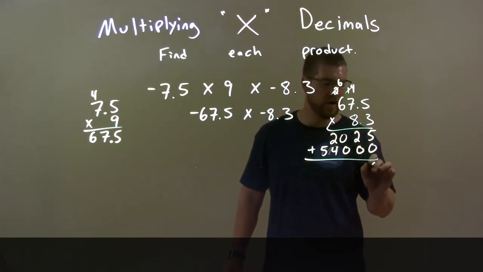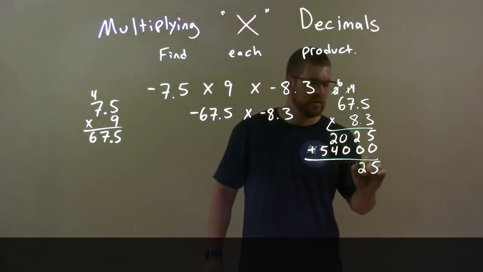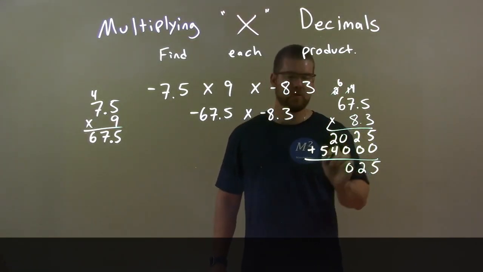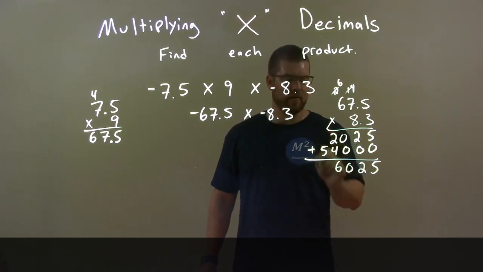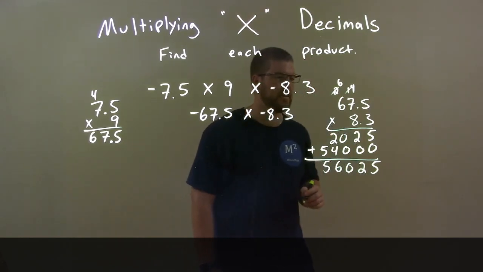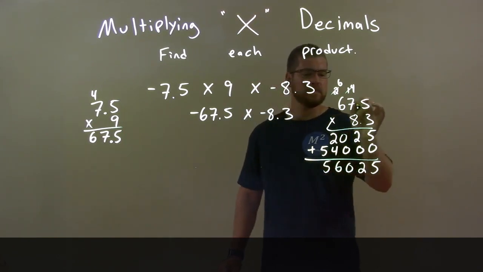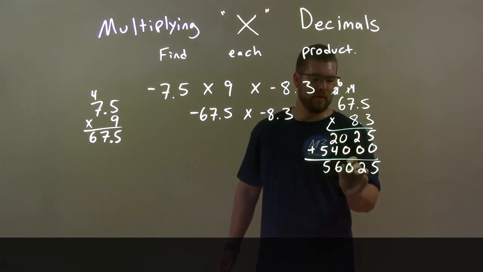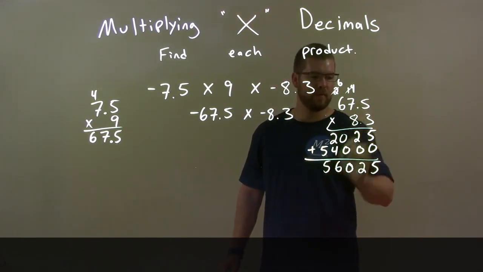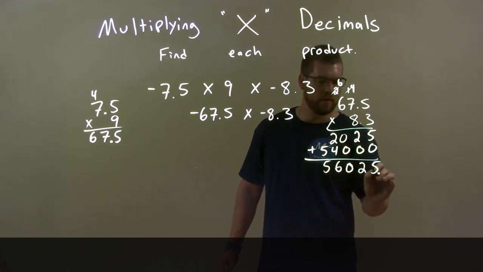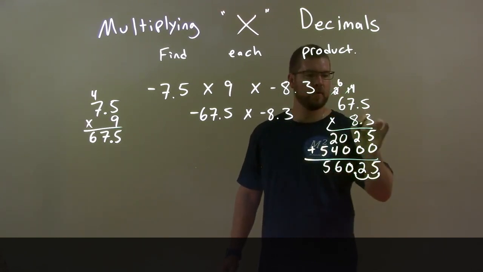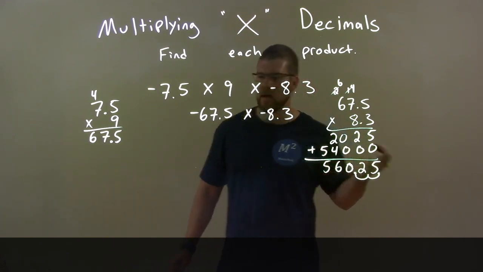5 and 0 are 5. 2 and 0 are 2. 0, 0, 0. 2 plus 4 is 6. And 5 is right here. Okay? So now we have a very large number, but we have to remember our decimals. Okay? 2 decimal places were used, so we go over 2 decimal places, right? 1 for each of these numbers. Okay? So bring that here.